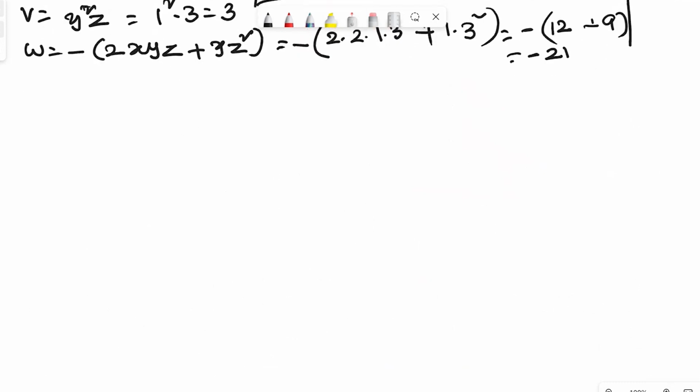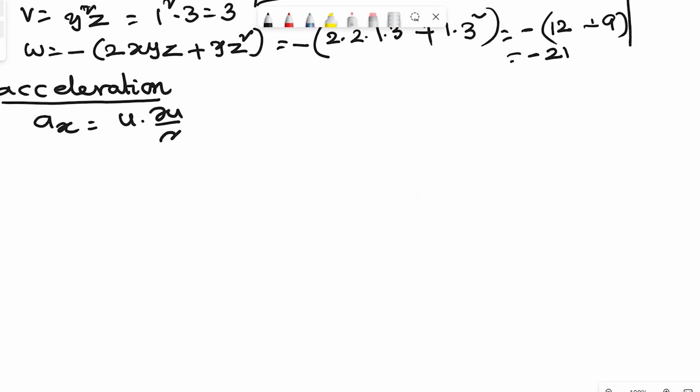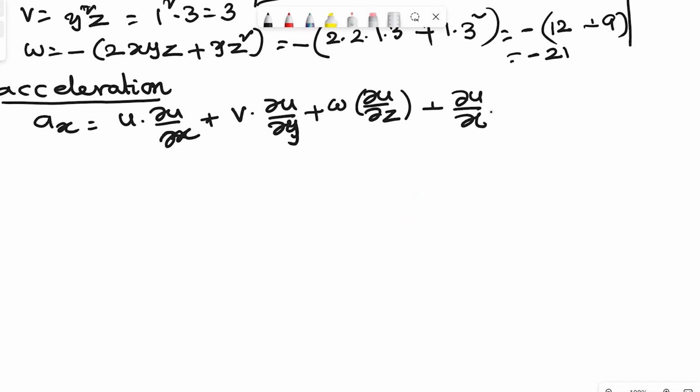Similarly, let us go to the acceleration. Then again, acceleration ax is equal to u into dou u by dou x plus v into dou u by dou y plus w into dou u by dou z plus dou u by dou t.